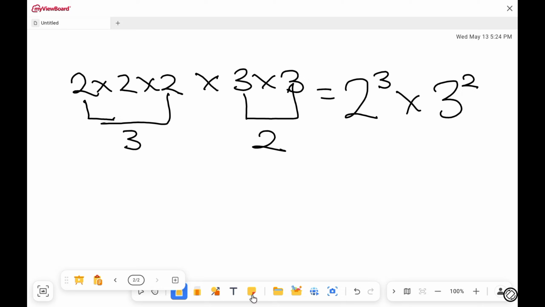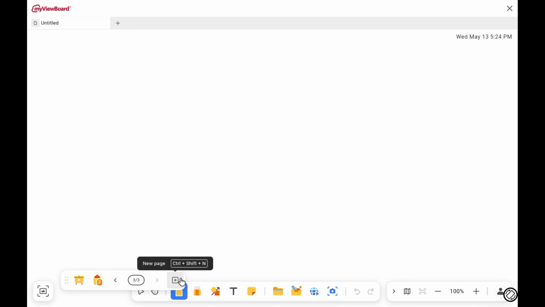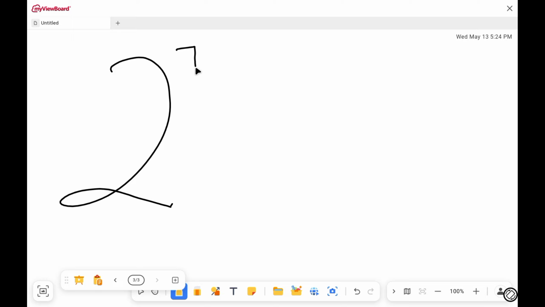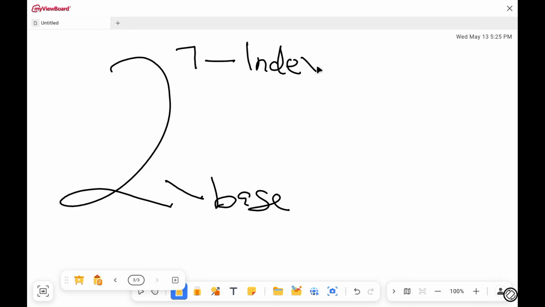So now moving further, let me quickly recap what I've said earlier. If I have 2 raised to power 7, this 2, the number that is multiplying itself, is known as the base. Take note of that. It's very important to know that. This 7 up here is known as the index, or I can call it the power. Don't forget that, because we're needing it.